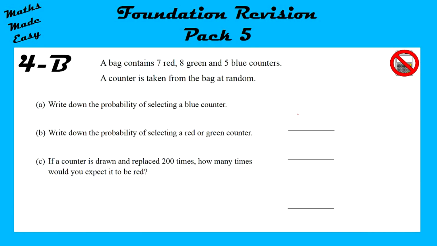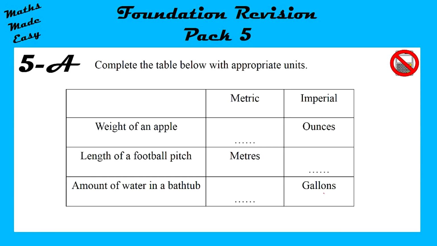4b. So the probability of selecting a blue counter, there are 5 blue counters and 20 in total, so it's 5 out of 20. Probability of selecting a red or a green, there are 15 that fit that category out of 20. And if I did this experiment 200 times, how many times would I expect it to be red? Well, the probability of red is 7 out of 20, so I'm going to multiply that by 200, and I'd expect a red 70 times.